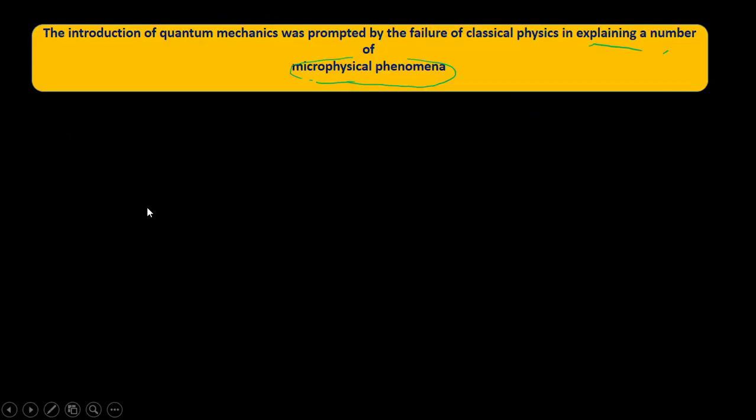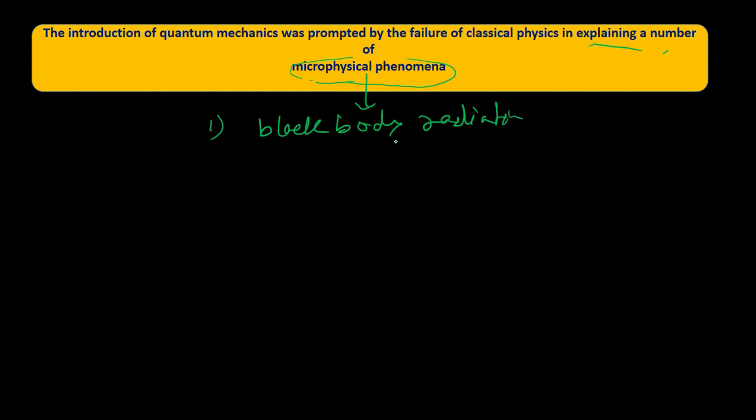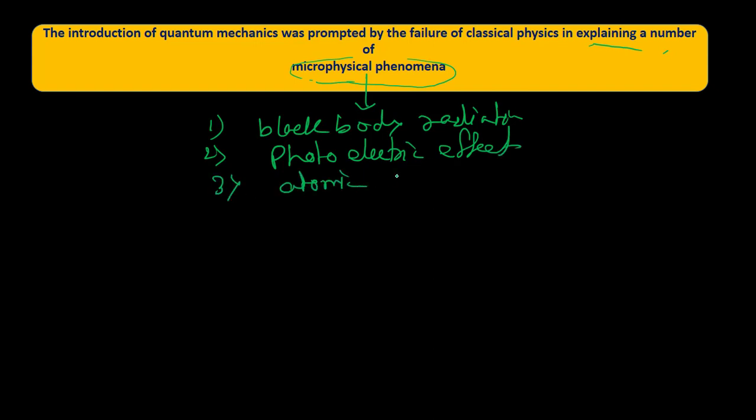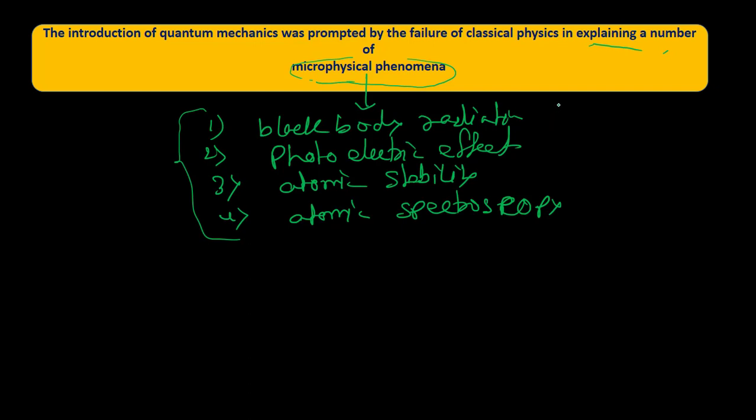What are the microphysical phenomena? Number one, black body radiation. Number two, photoelectric effect. Number three, atomic stability. Number four, atomic spectroscopy. These are the microphysical phenomena which can't be described by classical physics. So we are entering into the new arena.